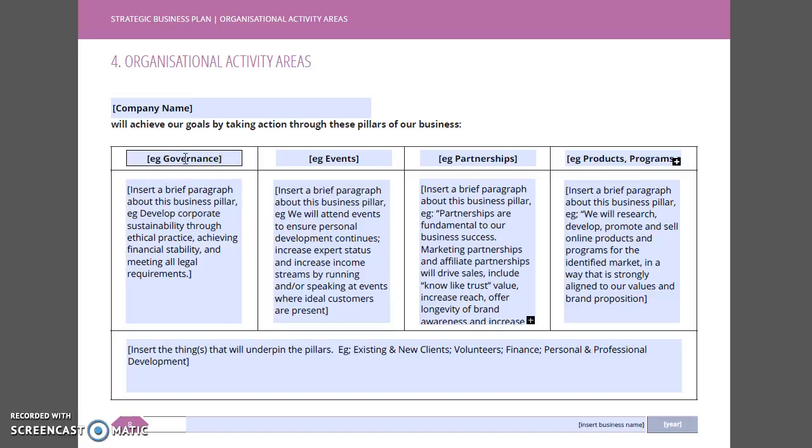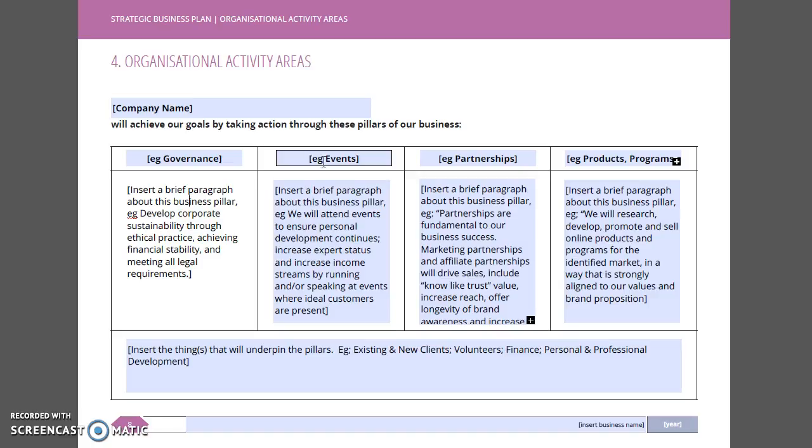So I would write governance in here and then insert a brief paragraph here about what that business pillar means. So for me, it's develop corporate sustainability through ethical practice, achieving financial stability, and meeting our legal requirements. So that's, for me, what governance means for my business.